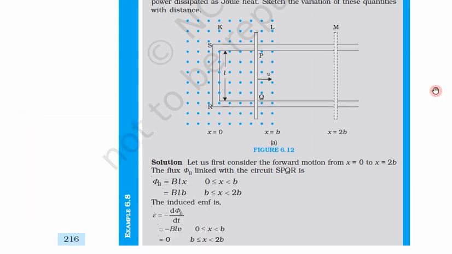So see this rectangular loop. First thing, how the flux is associated. Let us consider the forward motion from x equal to 0 to x equal to b. So first it is moving from here to here. Now what is the flux linked with this circuit, SPQR? First we need to see what is the flux linked.